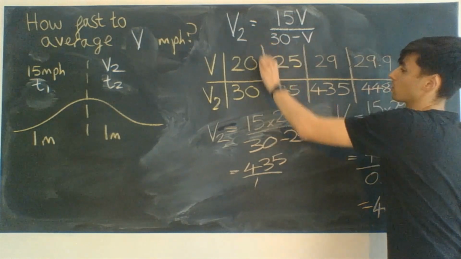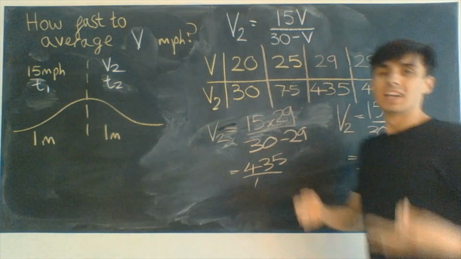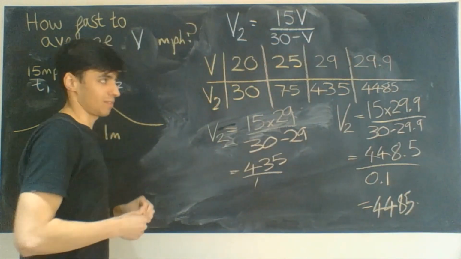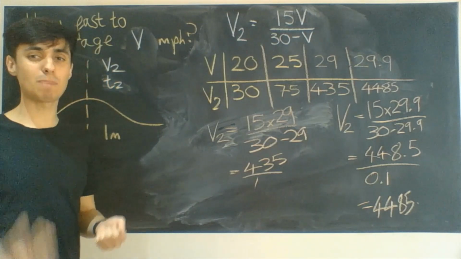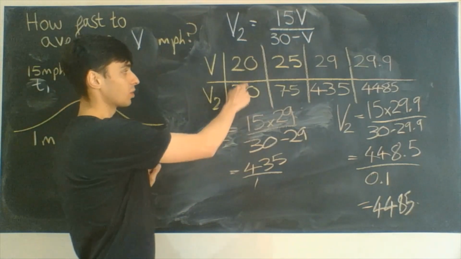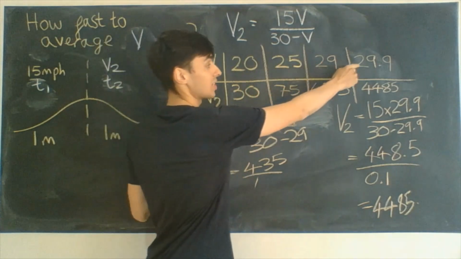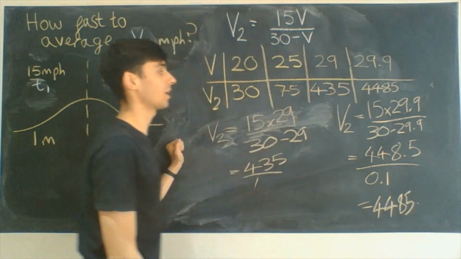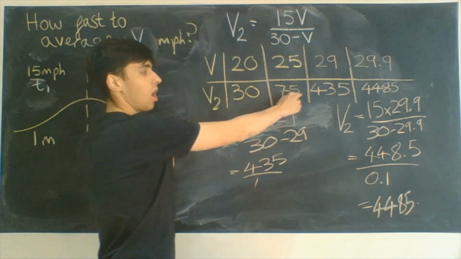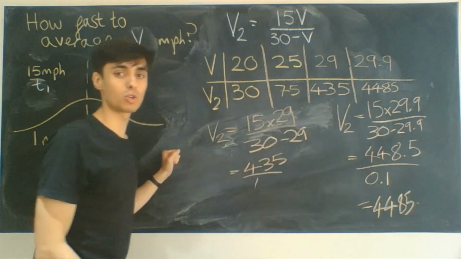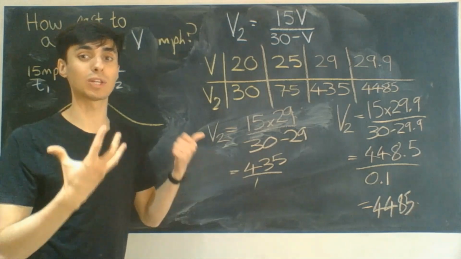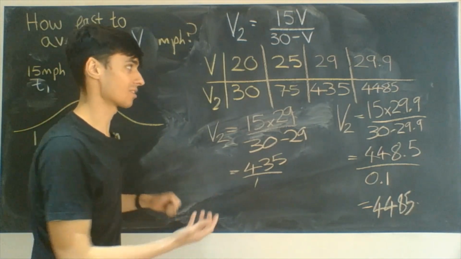Let's make this table look slightly nicer. These are some key findings for us then. We can see this pattern here, that as the velocity that we would like becomes closer to 30, up to 29.9, our downhill speed, V2, has to become infinitely large at some point when it gets to 30.